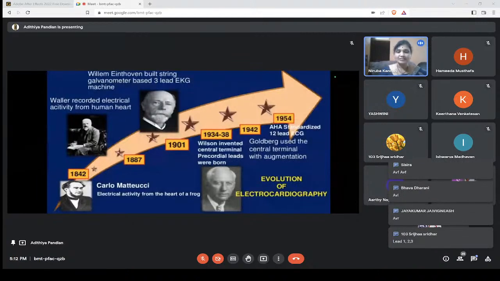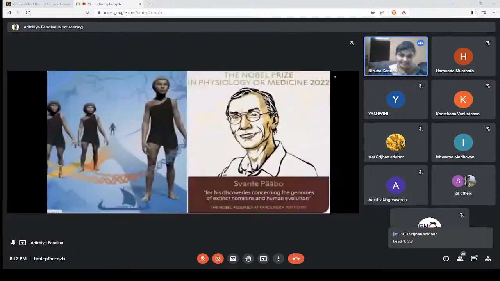The next slide shows, any guess who has got the Nobel Prize this year, 2022? Yes, it is a Swedish geneticist, Svante Pääbo, for his work on the genomes of extinct hominins and human evolution. He is the person who got the Nobel Prize this year, and it was again shared by physiology and medicine together. The next slide, please.